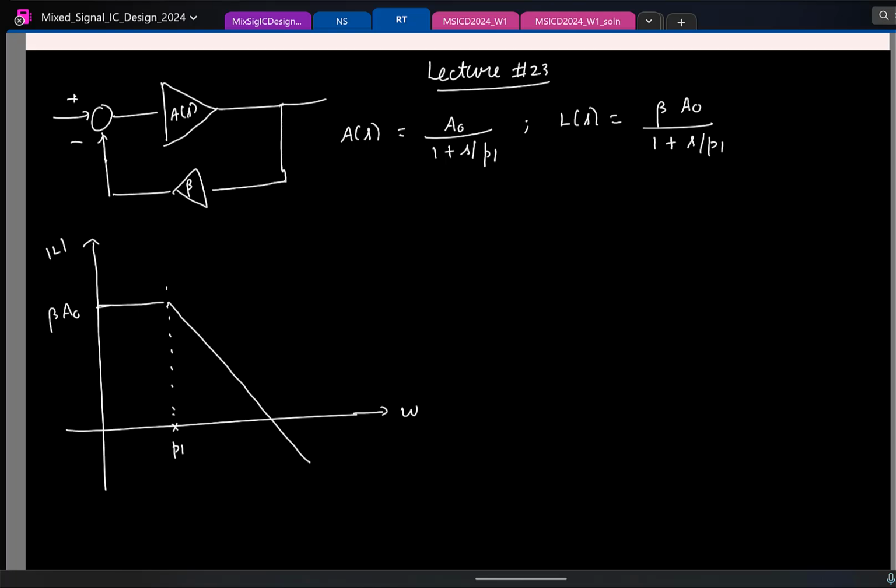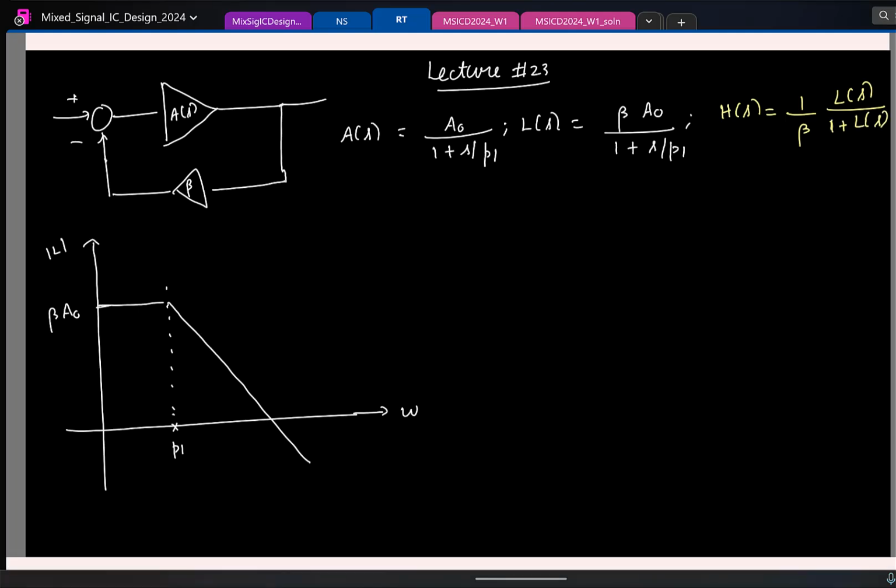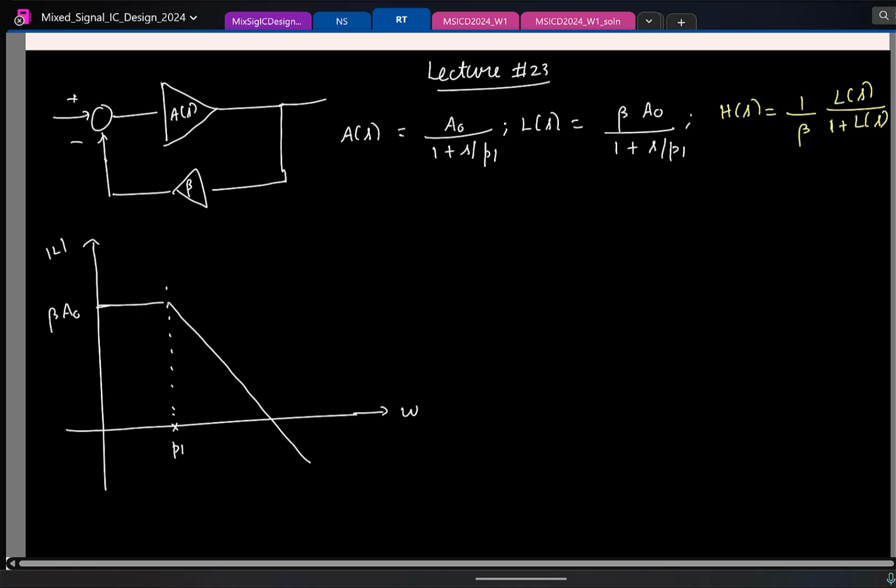Let me make some more space. Can you tell me what is H of S in terms of L of S? Yeah, H infinity times loop gain by 1 plus loop gain, and in this case H infinity is exactly 1 by beta. So this times L of S by 1 plus L of S, right? And remember that, let's say there is no pole here, the pole is at infinity.